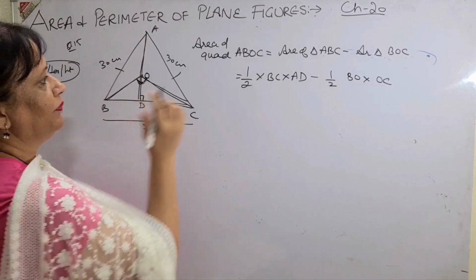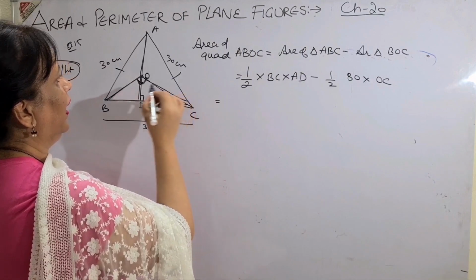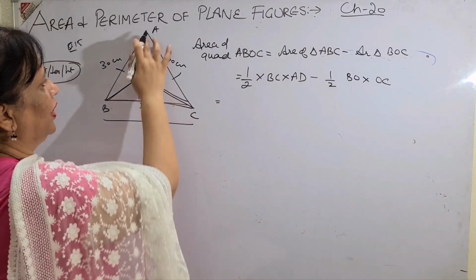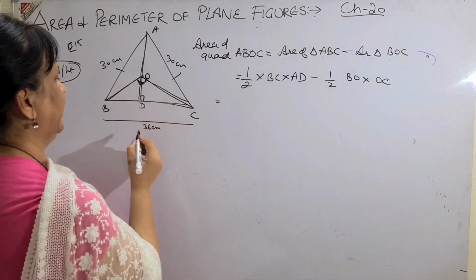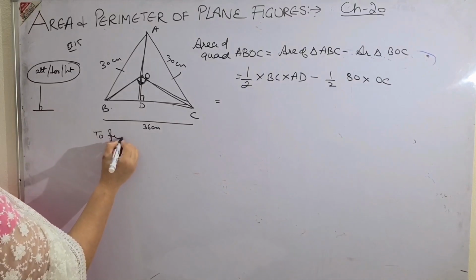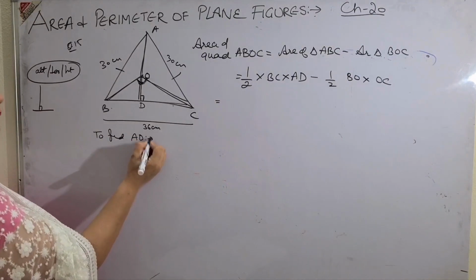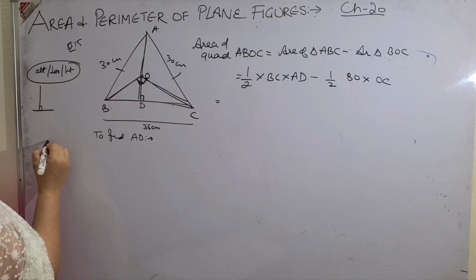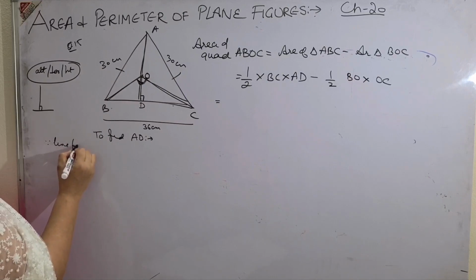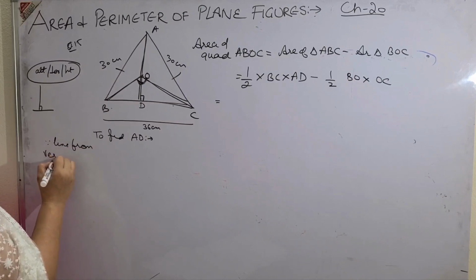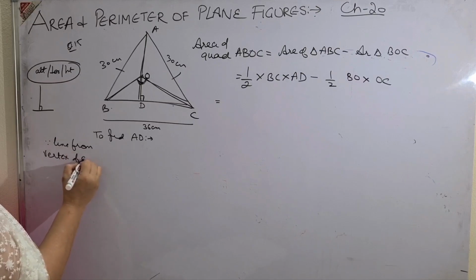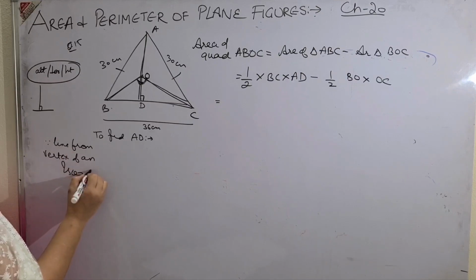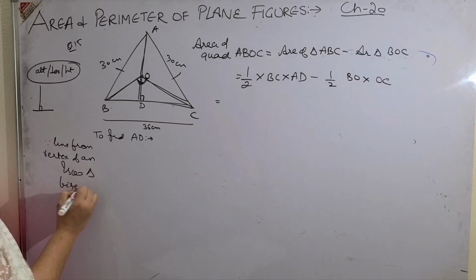What to do, children? First of all, I have BC but I don't have AD. To find AD, I'm writing at the side. To find AD, again use the theorem, line from the vertex, which I mentioned before also, from vertex of an isosceles triangle bisects the opposite side at 90 degree.